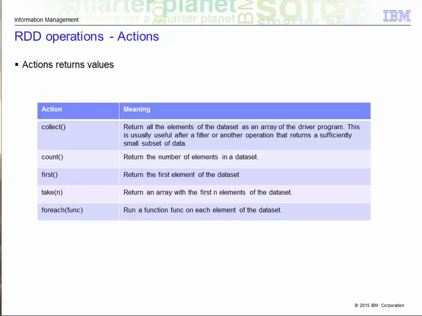Again, you can find more information on Spark's website. This is just a subset. The collect function returns all of the elements of the dataset as an array to the driver program. This is usually useful after a filter or another operation that returns a significantly small subset of data to make sure your filter function works correctly. The count function returns the number of elements in a dataset and can also be used to check and test transformations. The take(n) function returns an array with the first n elements.